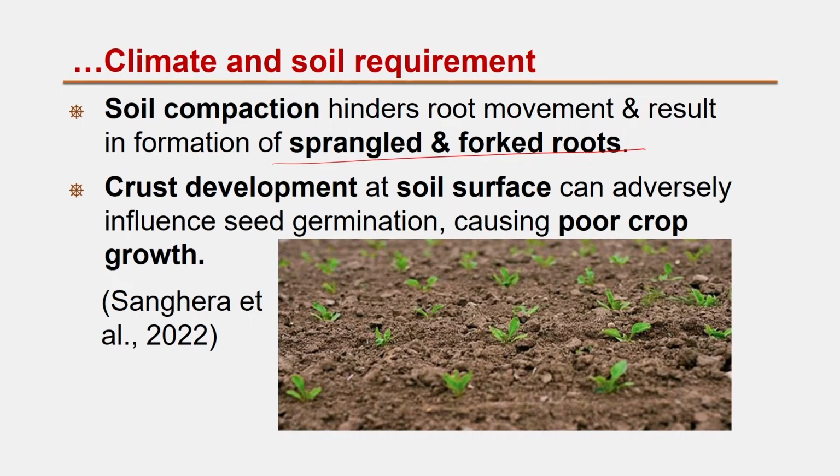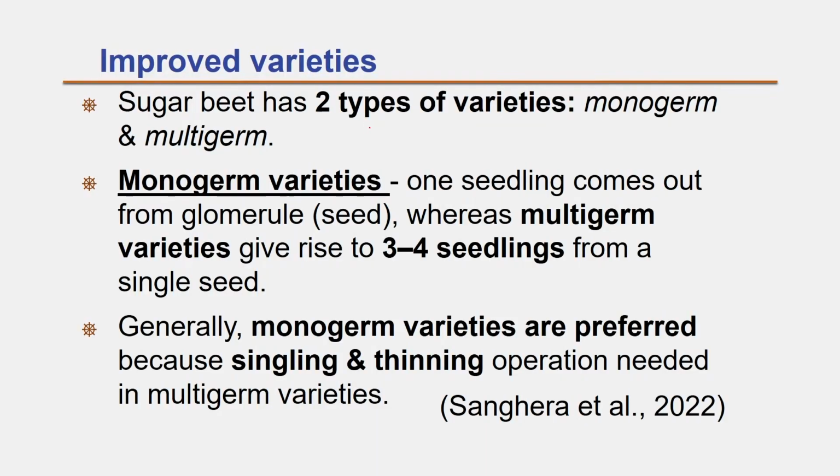Let us see varietal development or improved varieties of sugar beet. Sugar beet has two types of varieties, monogerm and multigerm. Monogerm varieties produce one seedling at a time from one glomerule, whereas multigerm varieties give rise to 3 to 4 seedlings from a single seed, because in multigerm varieties there are more embryos. If there are 4 embryos, it can result in 4 seedlings. But in monogerm variety, there is always one embryo which will give rise to one seedling.